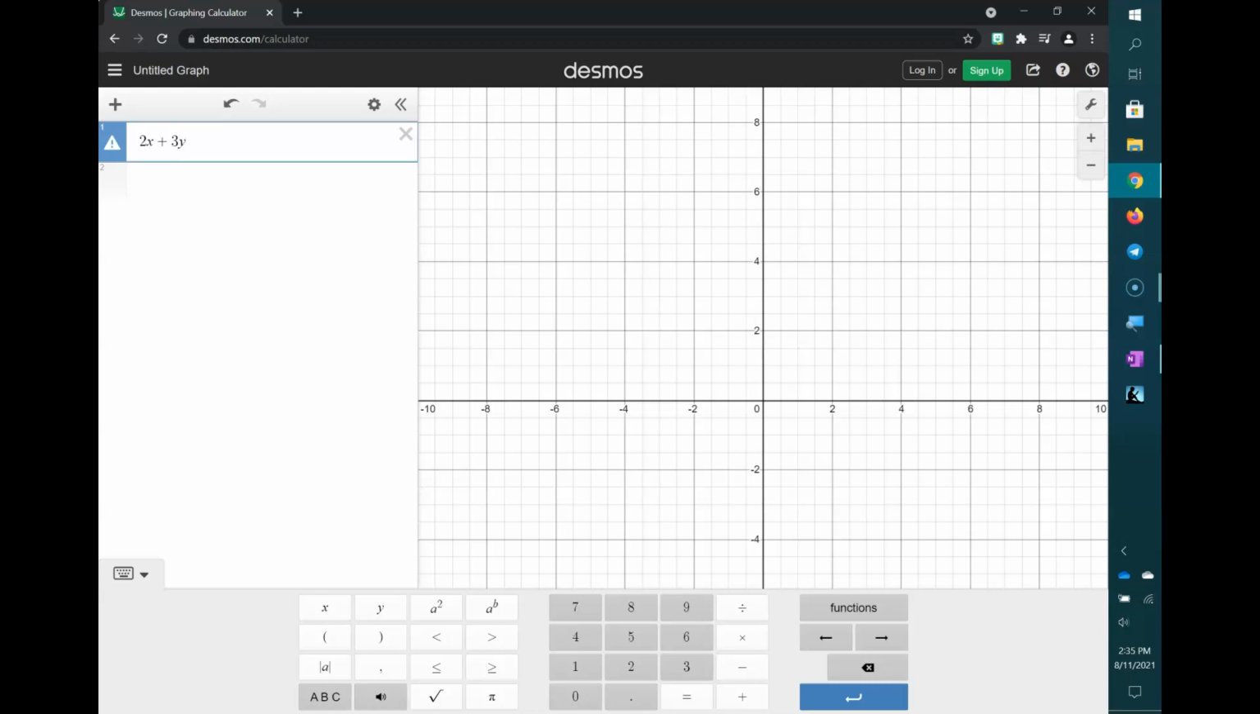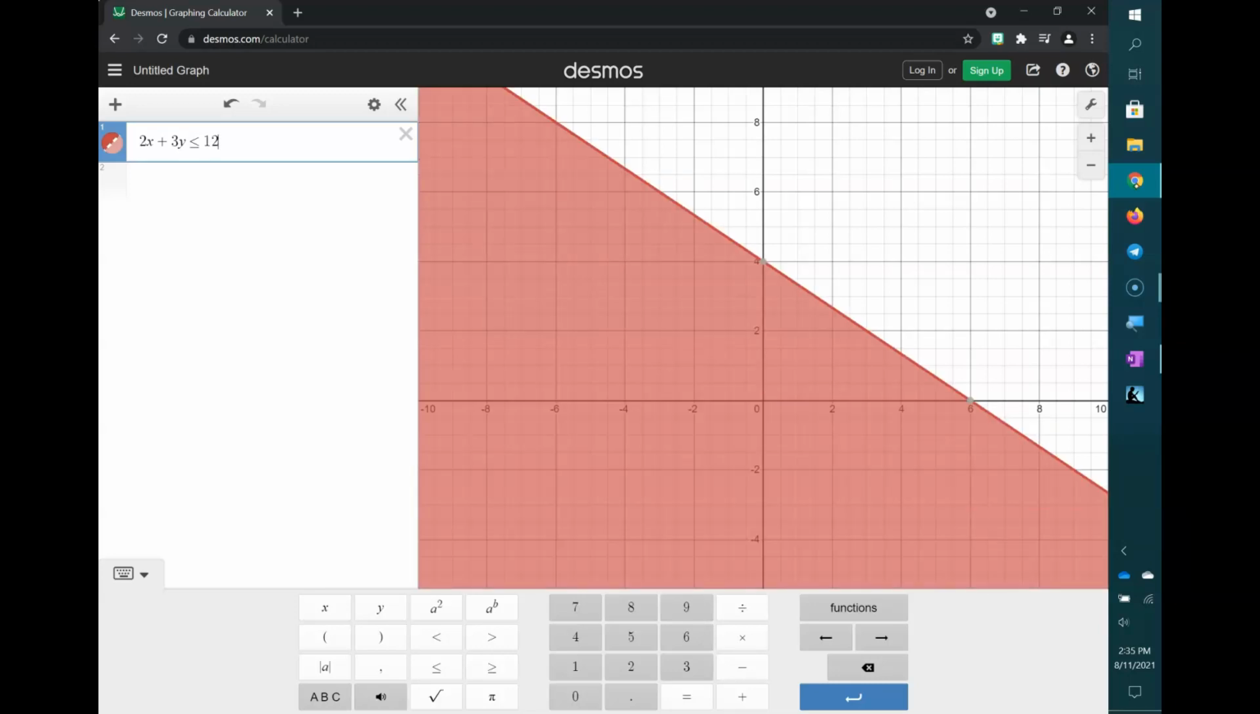This will also pop up on your phone. And it has the inequality. So I have less than or equal to 12. So see how it actually does the shading even.